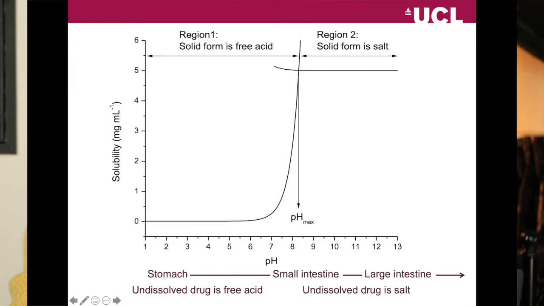It's one of the reasons, I think, why so many drugs that are successful are basic salts, because they have the right properties as they go down the GI tract. Think about the case for acidic salts, which is on the screen in front of you. Now the situation is reversed. When we are below the pH max, then the excess solid is the free acid, but when you're above the pH max, the excess solid is the salt.